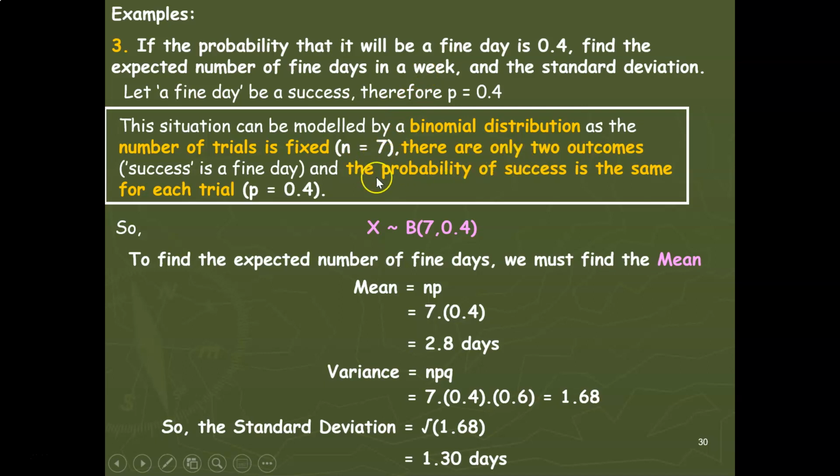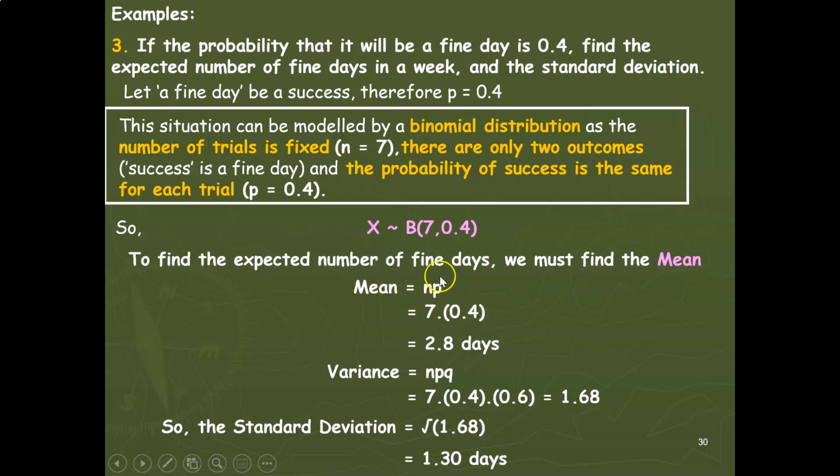There are only 2 outcomes: success is a fine day and failure will be a rainy day, hari yang hujan. Fine day means hari yang cerah. And the probability of success is the same, which is 0.4. So we have our random variable written in this form. X follows the binomial with n equal to 7, 7 days, and the probability of getting a fine day is 0.4. Okay, to find the expected number of fine days, we must find the mean.